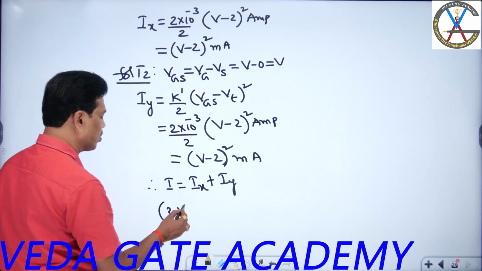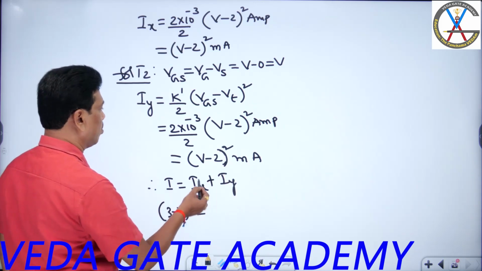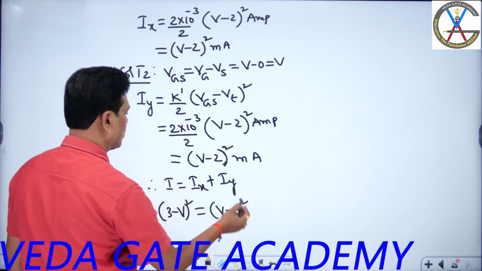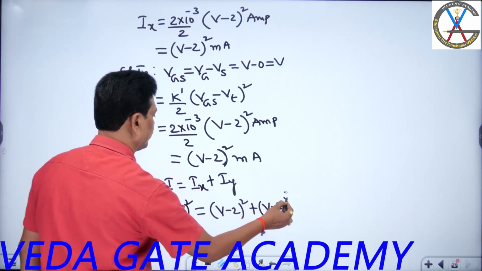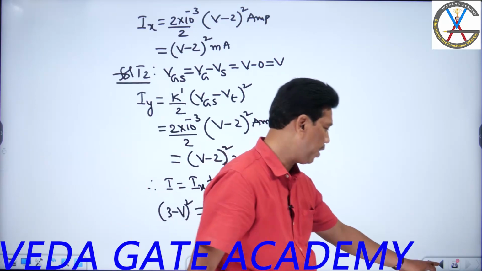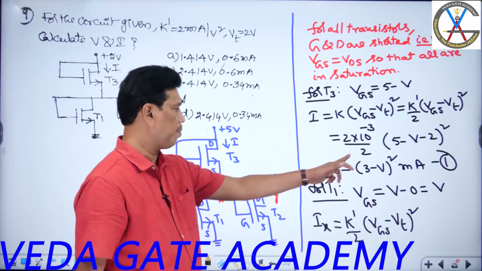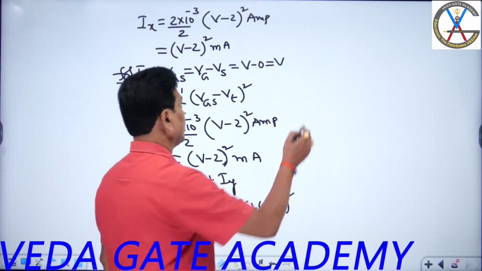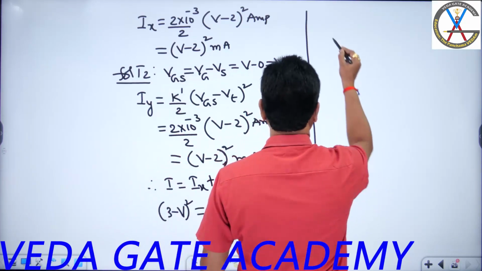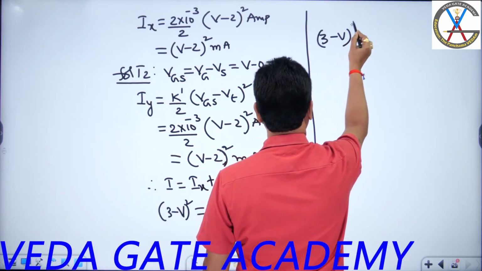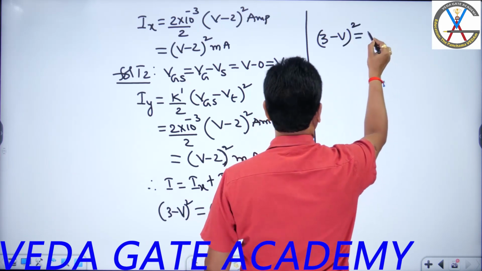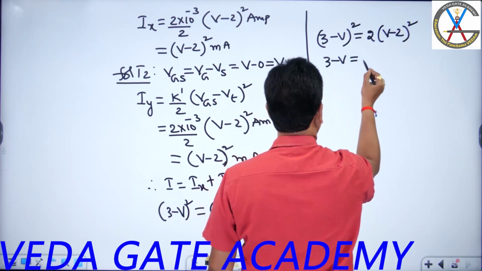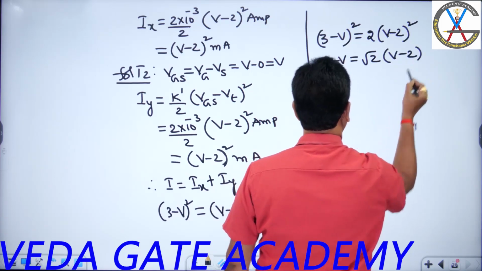3 minus V whole square milliampere. Here also milliampere cancelled out. What is this one, sir? Here it is V minus 2 whole square. So this is also plus V minus 2 whole square. So what I told, sir? 3 minus V whole square equal to V minus 2 whole square plus V minus 2 whole square, sir. So these are the common, that is 2 into V minus 2 whole square. Take a square root, 3 minus V equal to root 2 into V minus 2, sir.